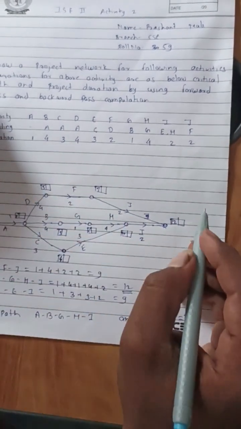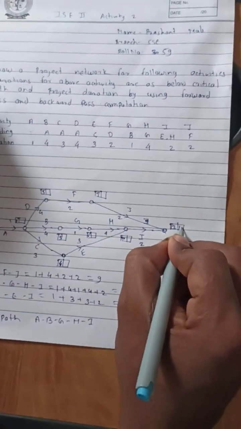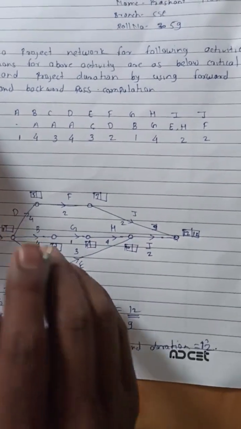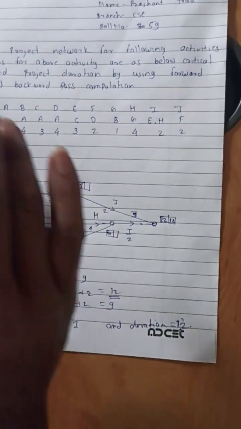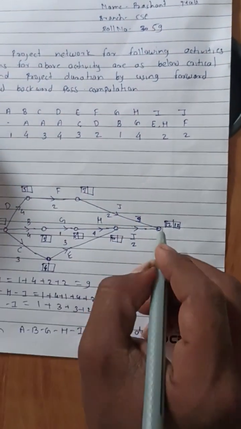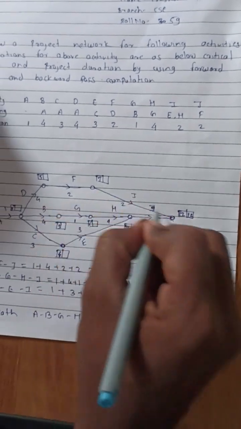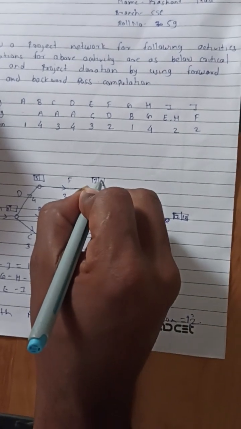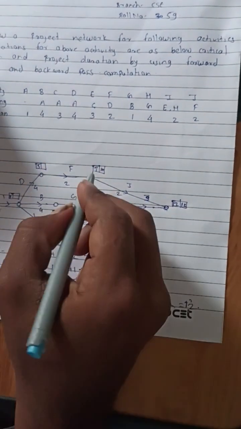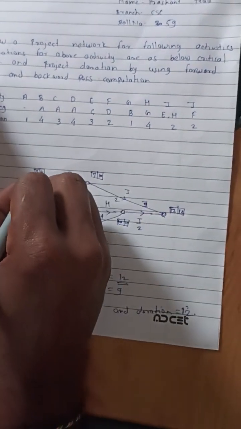Now for the backward path, first we have to write here 12, then we subtract the value and write the lesser value at the junction. Now 12 minus 2, that is 10. Here 12 minus 2, that is 10. Now here 10 minus 2, that is 8.